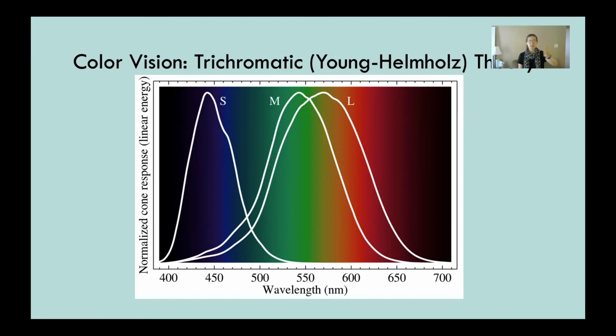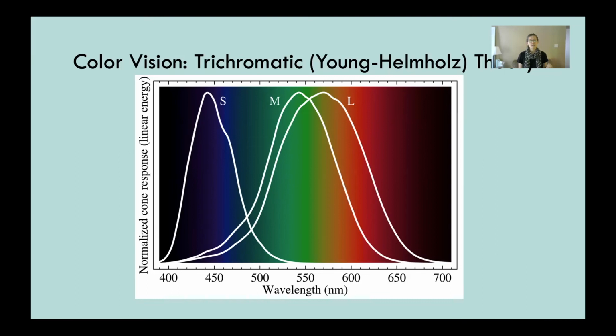But let's say it's more like 500, closer to the bluer. You're going to have, let's say it's around 525, pretty firmly in the green and not overlapping with that red one very much. You're going to have most of the medium wavelength cones firing pretty rapidly.